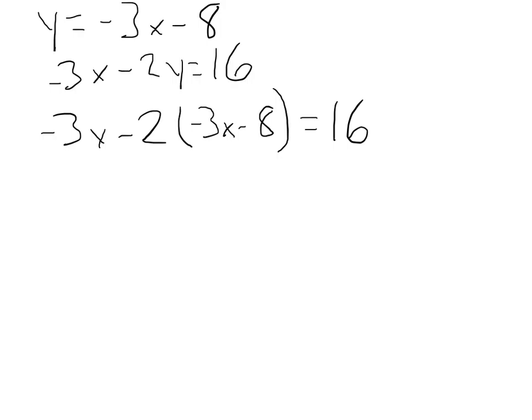And now we just have to solve for x. So the first step would just be to use distribution and do negative 2 times negative 3x, which is positive 6x, and then negative 2 times negative 8 is positive 16, and then that equals 16.